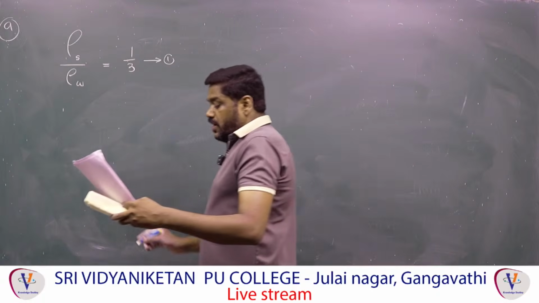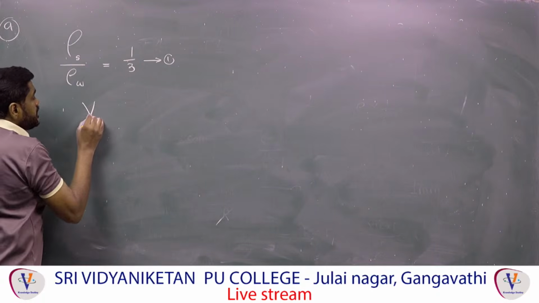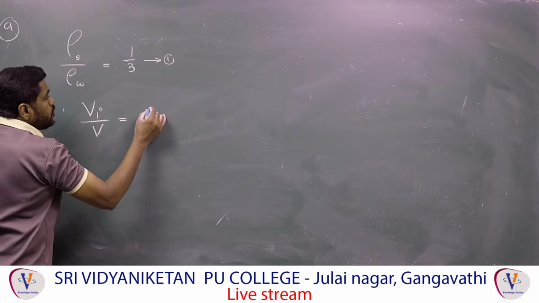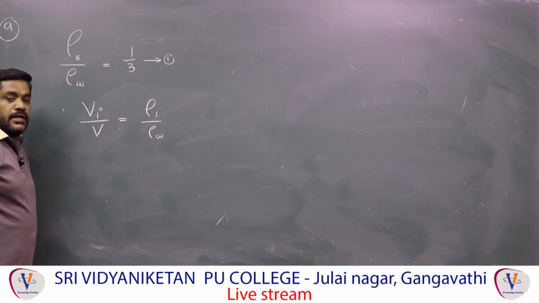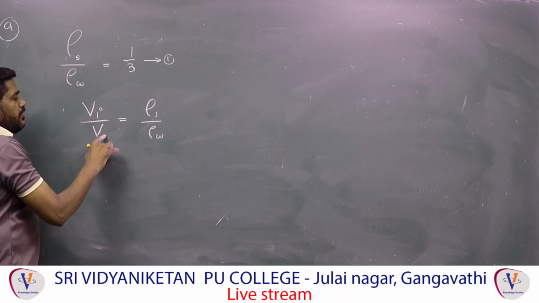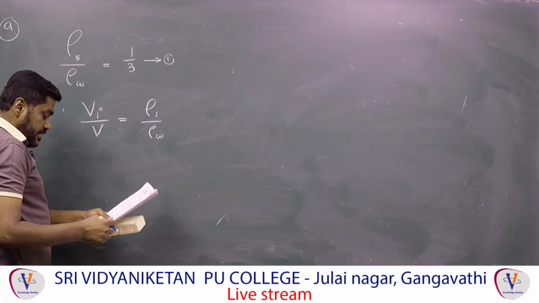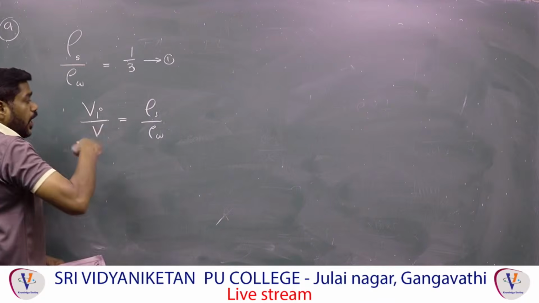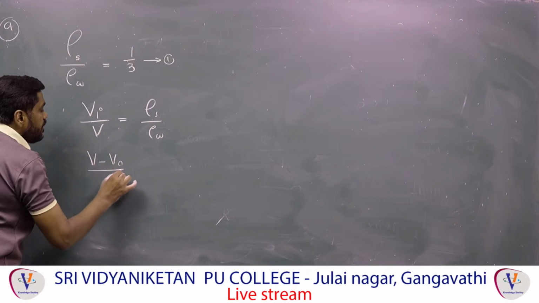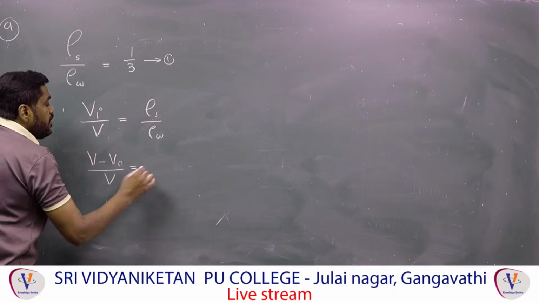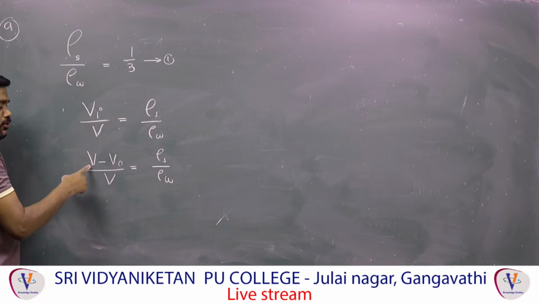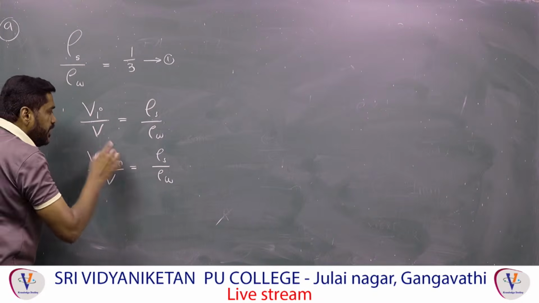Here one formula is there: volume inside by total volume is always equal to rho S by rho W. Under the balancing condition from the floating concept by using the buoyancy theorem, V I by V is equal to rho S by rho W. So they are asking for the outside volume. You can say V minus V outside by V is equal to rho S by rho W, because outside volume plus inside volume is equal to total volume. From the total volume, if you remove the outside, you will get the V I.